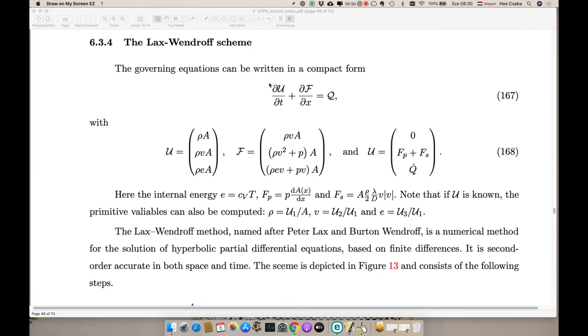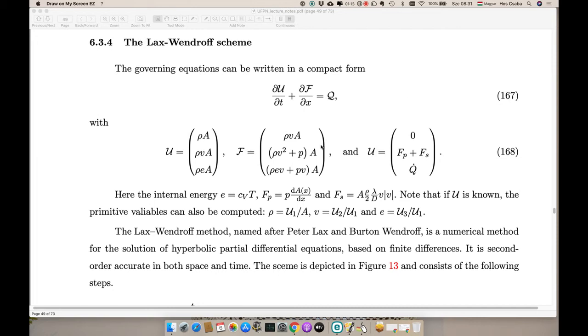Now it's written in this conservative form, where we have the quantity U, and often this is called the flux vector, and the source term on the right hand side. The energy is CV times T. Sometimes this is total energy, sometimes internal energy. Then you have a friction term and the pressure term. Note that if U is known, then you can easily recover the primitive variables, that is density, velocity, and the internal energy. And there is one more equation, that is the equation of state.